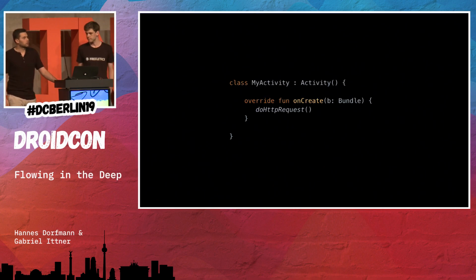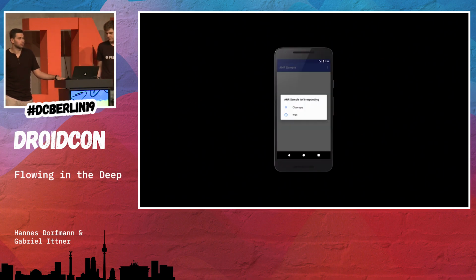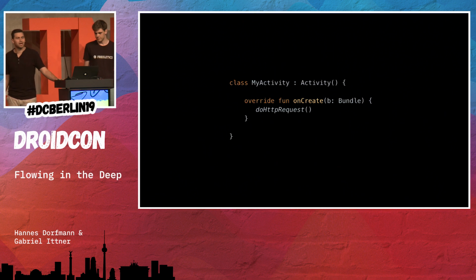So if you are going to execute this, what would happen if you run that directly from, let's say, the activities on create method? What would happen is something like that, right? So app is not responding, or it crashes because you're doing network on main thread. How could we fix that? So we could fix that by surrounding this in a new thread and make it run asynchronously, right?